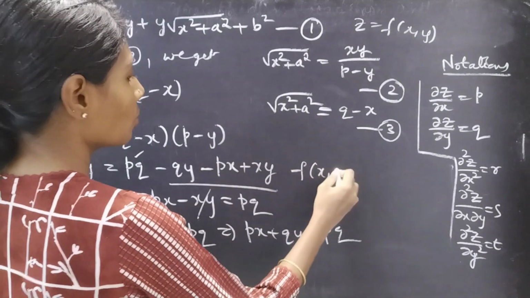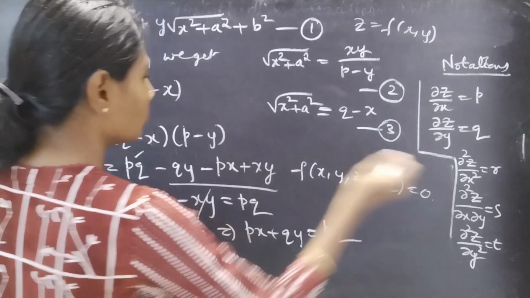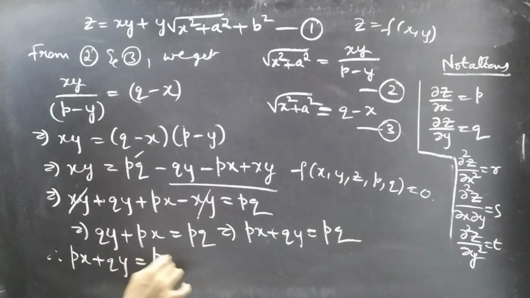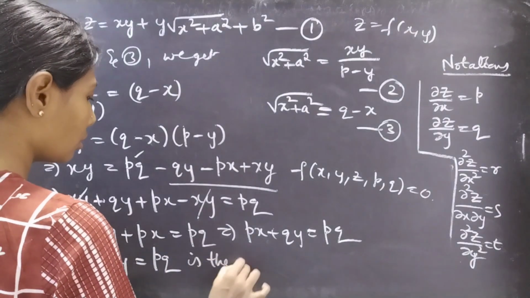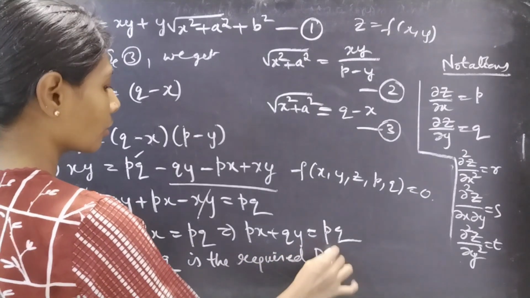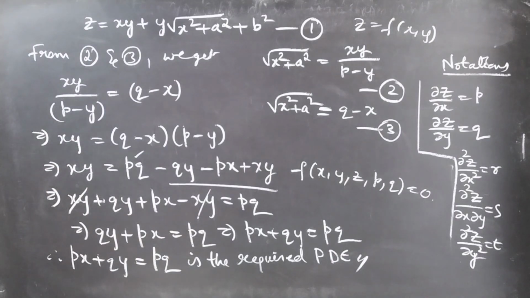which does not involve any arbitrary constants, and also it is of the form of equation f of x, y, z, p, q equals 0. So we can say that this is the required partial differential equation. Therefore, px plus qy equals pq is the required partial differential equation. This completes the problem.